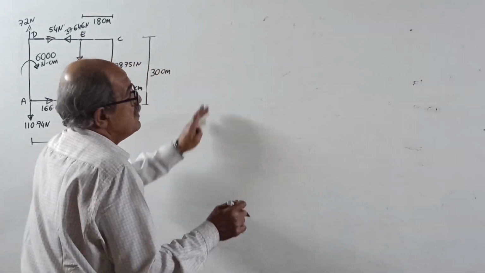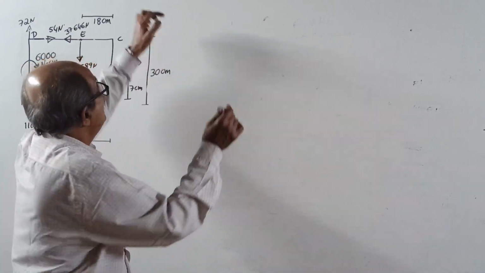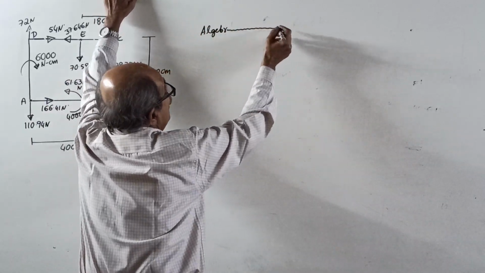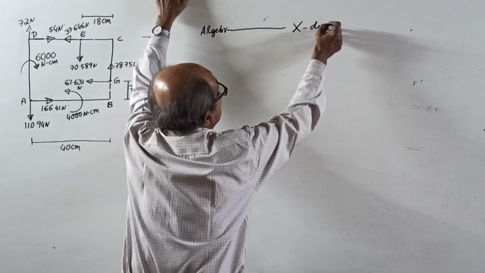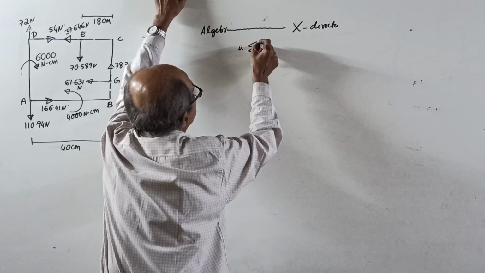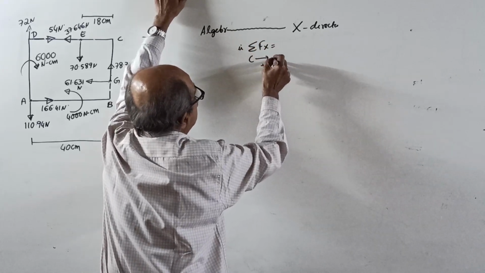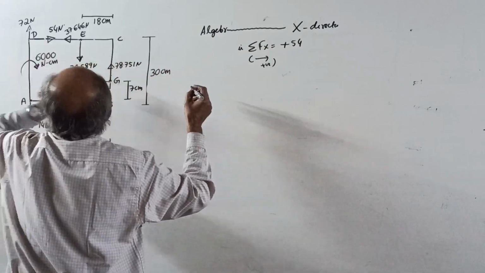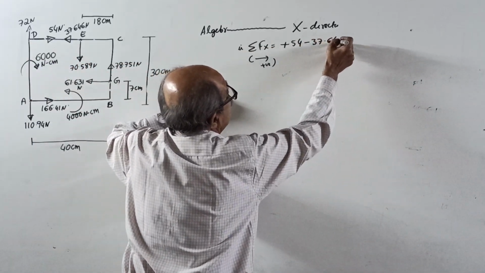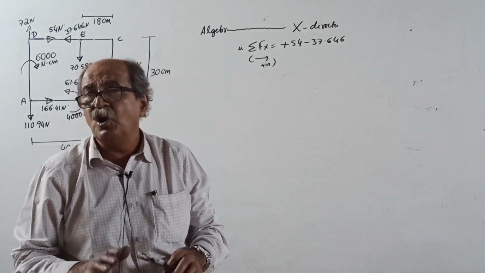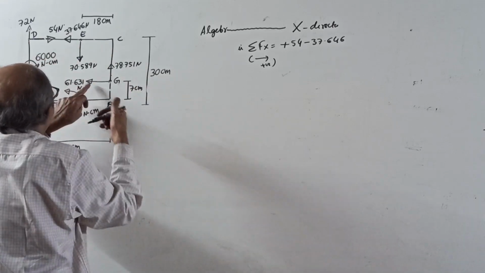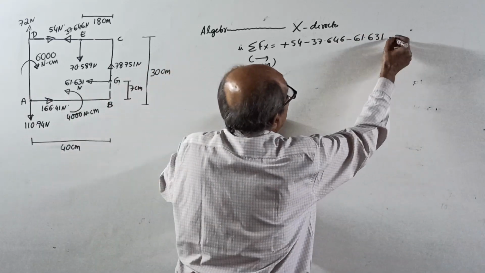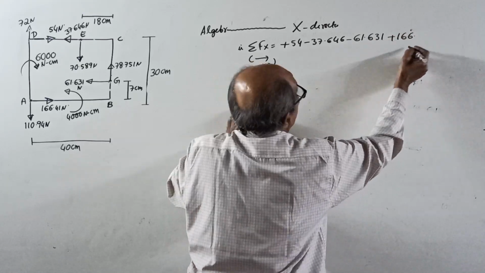Now start. Remember, solve systematically, like last time. The algebraic sum of the components of all the forces in x direction is called sigma Fx. I will take right side positive. Start: plus 54, minus 37.646. Next question, I will not do this also. Remember, second question, so I am solving a little more. Then minus 61.631 plus 166.41.